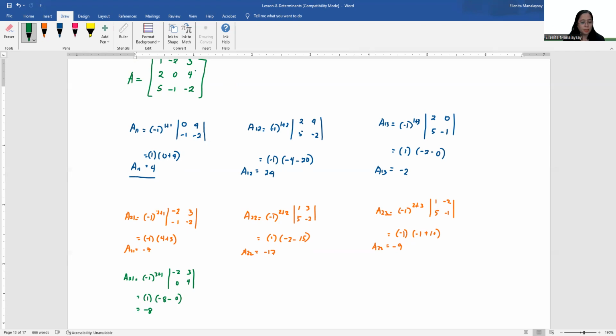Negative 2, 3, 0, 4. I'm just checking the sign. Negative 8 minus 0 is negative 8 times positive 1, that's negative 8. Next, A32.